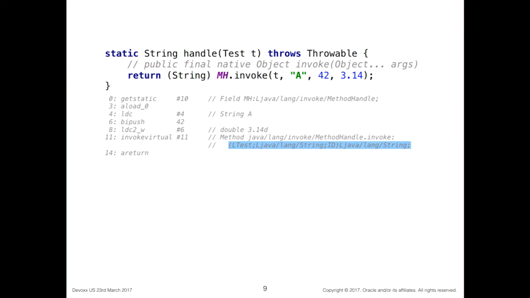And that is what signature polymorphism is. And then there's some nice contract between this and the VM that understands what this means and how to optimize it under the covers. So it compresses it all down like so.